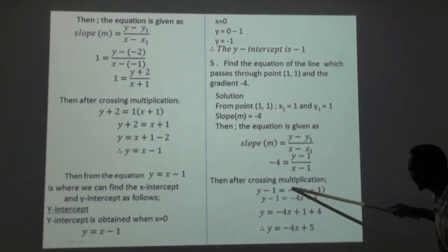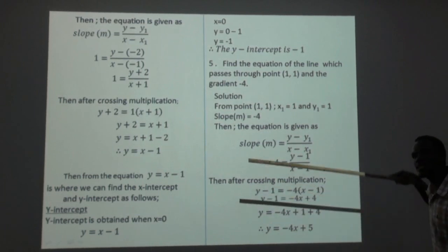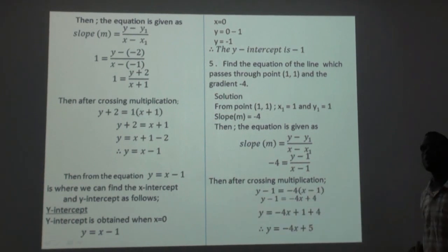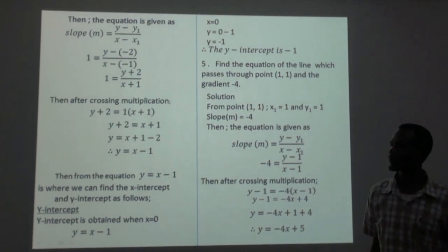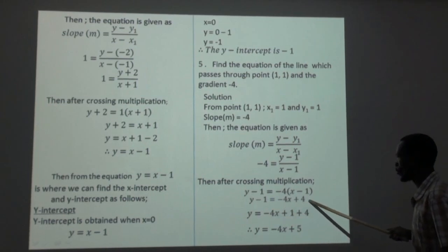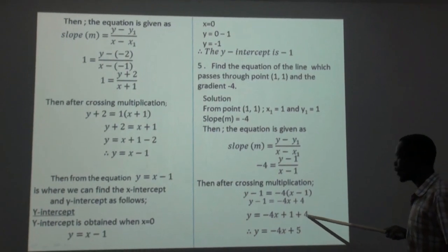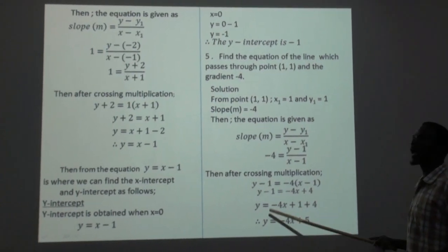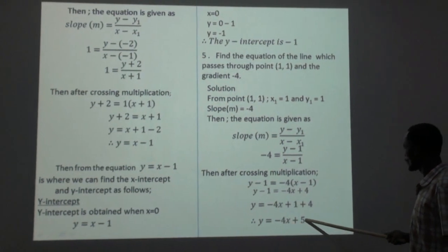Kwa hiyo hii negative imeathiri za ndani humu zote. Ukizidisha tu bila kuifikiria hiyo negative, ukasema this is negative 4 again, oh my friend, you are very wrong. So, it is negative 4 plus 4. Now, y is equal to negative 4x plus 1 plus what? 4. Oh, these are positives. Now we have positive 5. And therefore, we can conclude by saying y is equal to negative 4x plus 5.